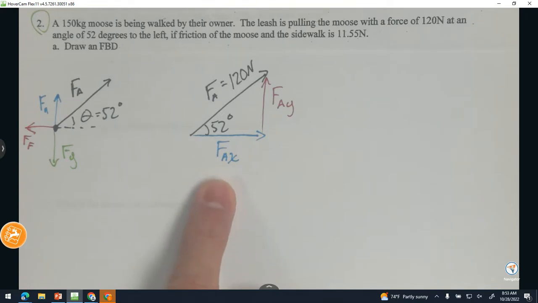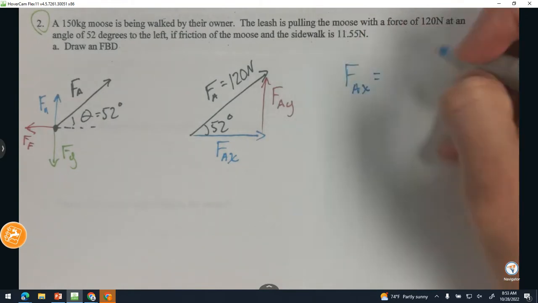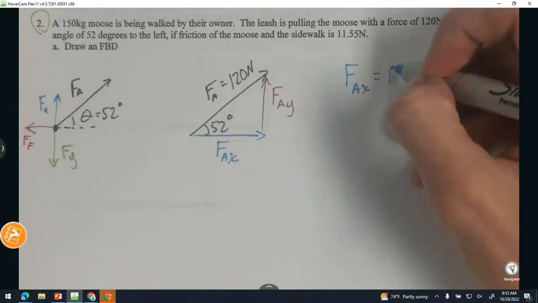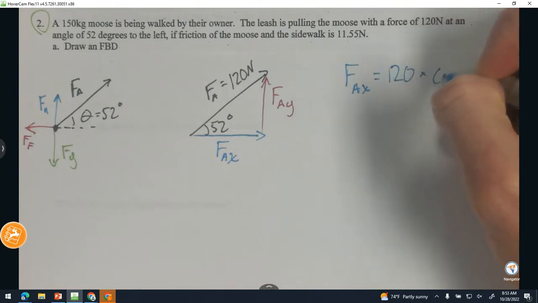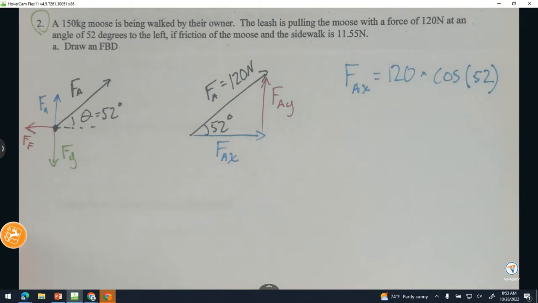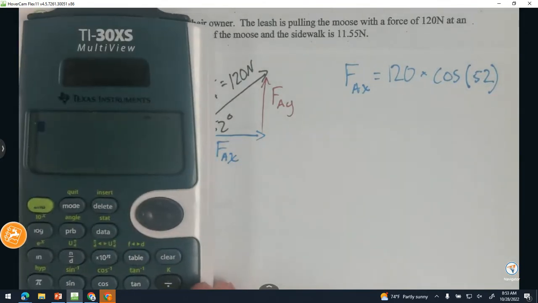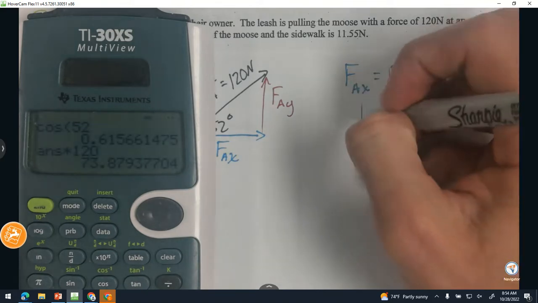So cosine is connected to x. Cosine is connected to x, so my FAX is going to equal my vector 120 times cosine of 52. Cosine of 52 times 120.